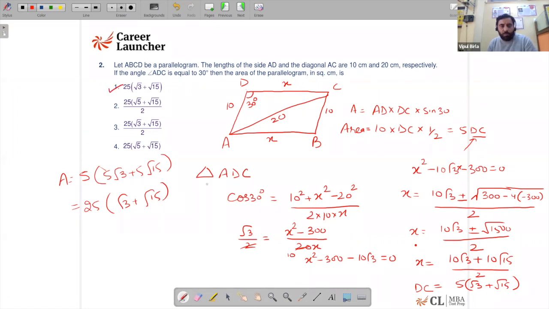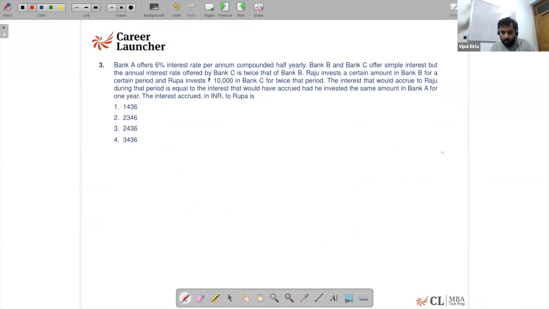The question was not tough. It was direct application of cosine rule and the area of parallelogram, right? Okay, so this is how we'll be able to calculate and get an answer to this question. Let's look at question number 3.